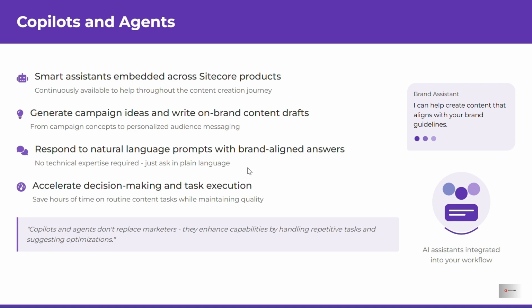to your brand. As it mentions here, I can help you create content that aligns with your guidelines. So that's what the copilots and agents are there for. Basically, it gets integrated within your Sitecore products, and whatever you ask, and then you select your brand, it will align with your brand kit or brand knowledge, and it will generate the results for you.